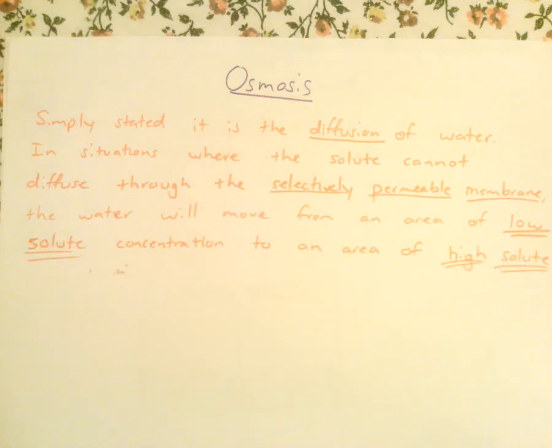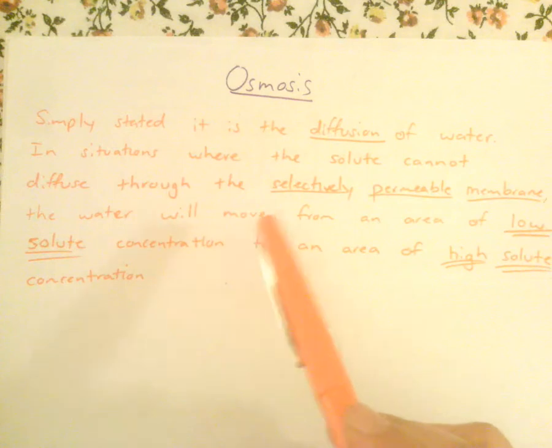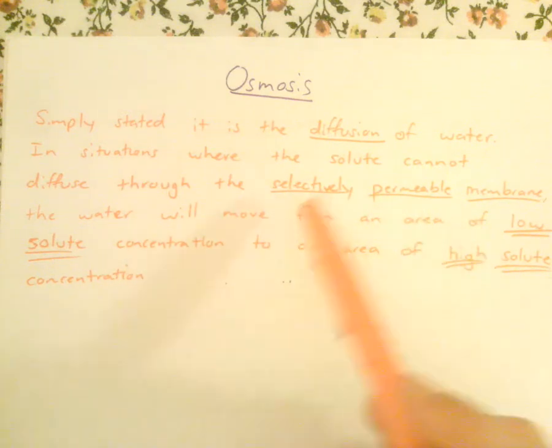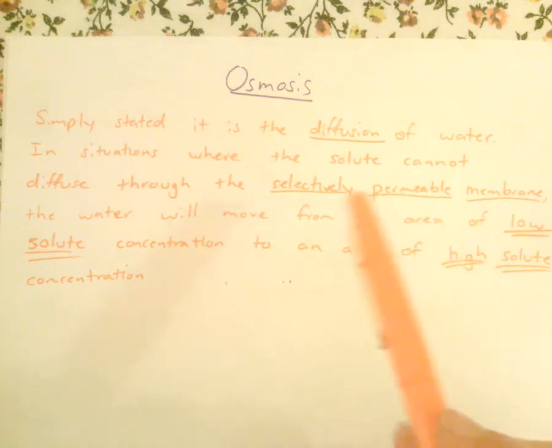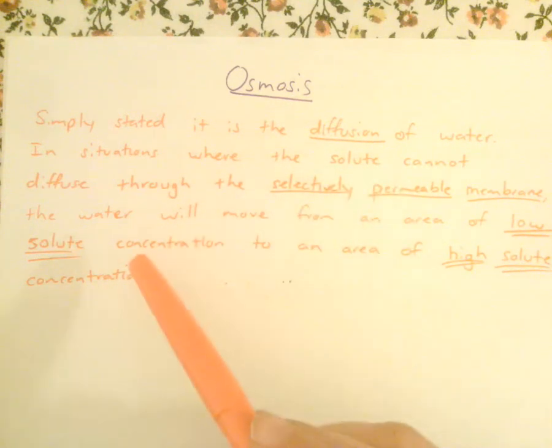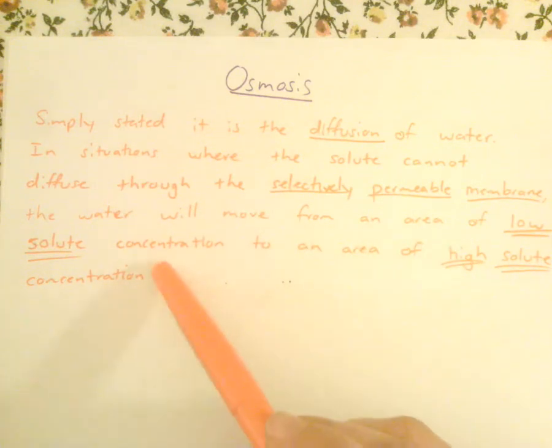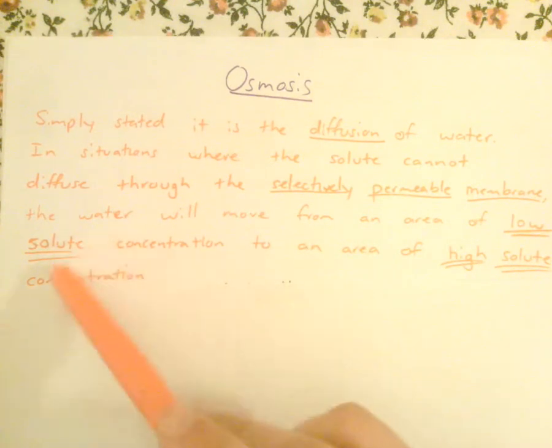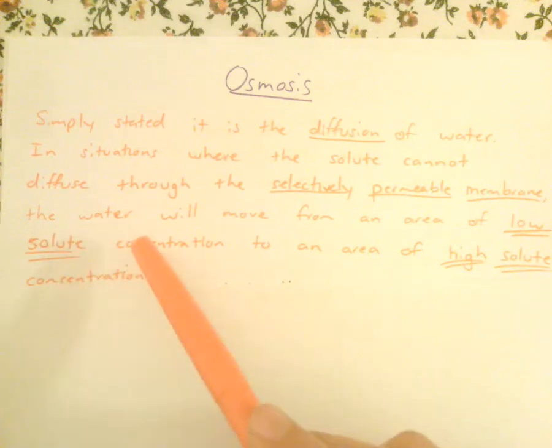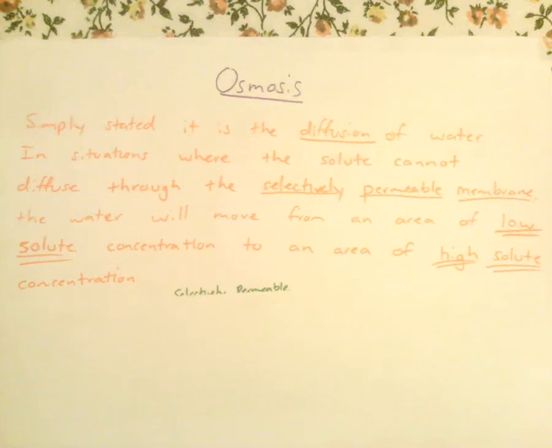So in situations where the solute, or the little particles, cannot diffuse through that selectively permeable membrane, so they can't pass through the membrane, then the water will move from the area of low solute concentration, okay, so where there's very few particles, to the area where there's a high solute concentration, so where there's lots of particles.